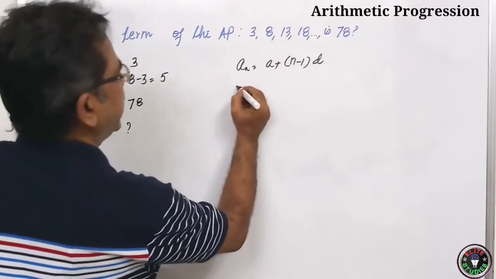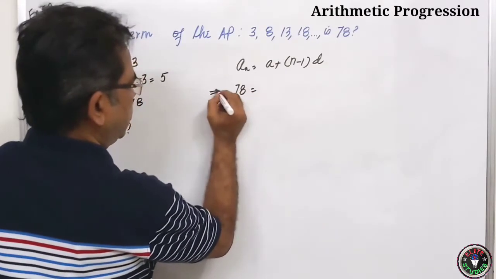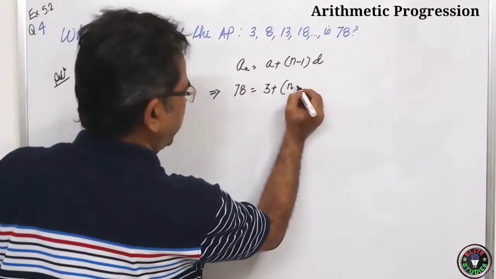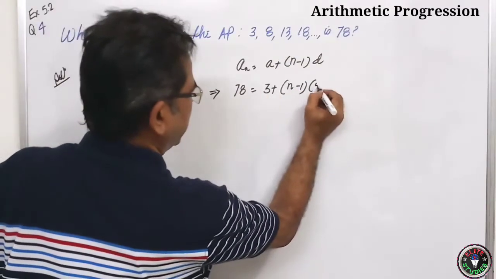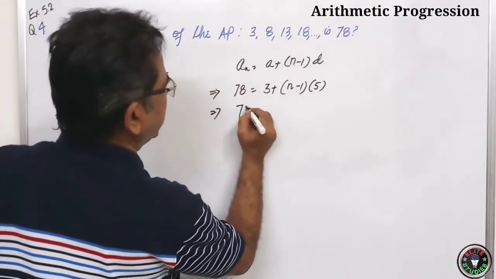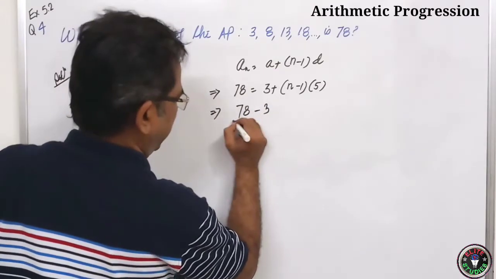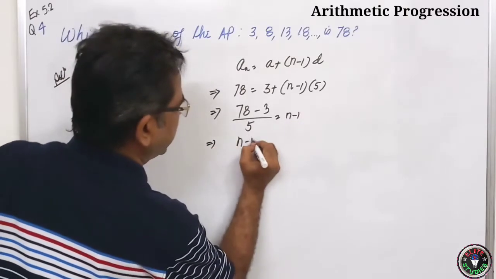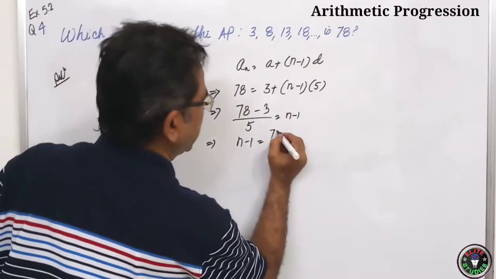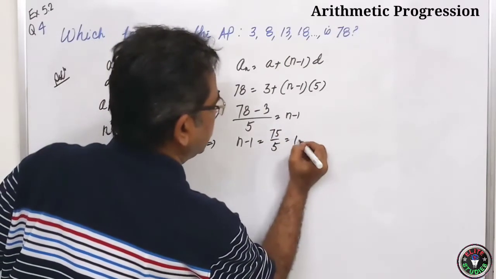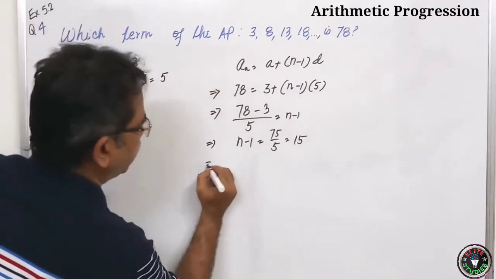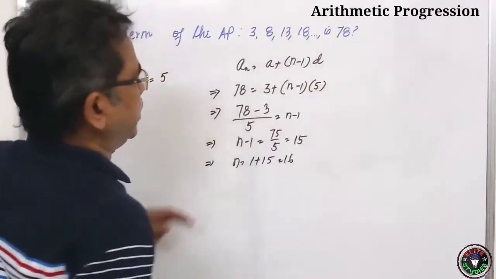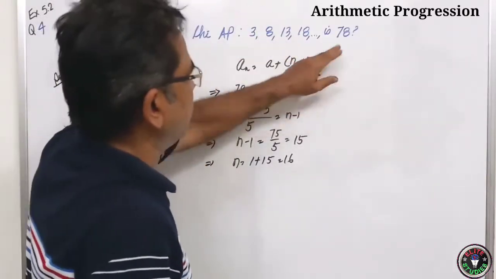Just substitute: 78 is equal to, a is how much? 3 plus n, which we don't know and have to find out, minus 1, d is how much? 5. Okay, so it gives 78 minus 3 divided by 5 is equal to n minus 1. So it implies n minus 1 is equal to 75 by 5, that is equal to 15, isn't it? So therefore n is equal to 1 plus 15, which is 16. So the 16th term has the value 78.